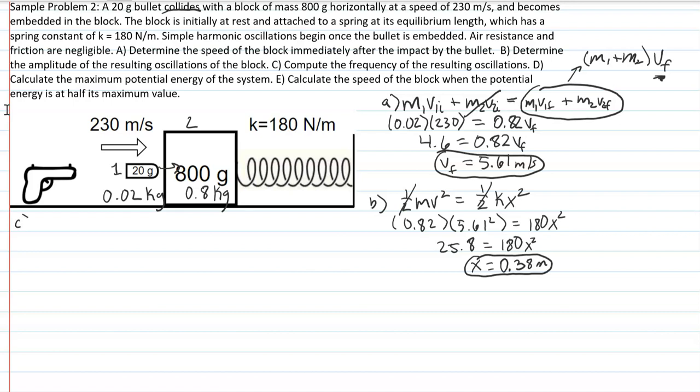Okay, let's do part C. We want to compute the frequency of the resulting oscillations. So I didn't put the formulas here because I think you should know how to look them up by now. And the frequency is the inverse of the period. So on your official AP formula sheet, you should have that the period of a mass on a spring is 2 pi times the square root of m over k.